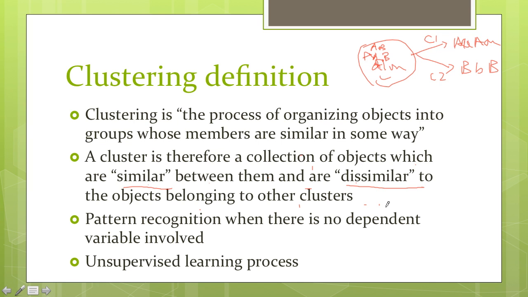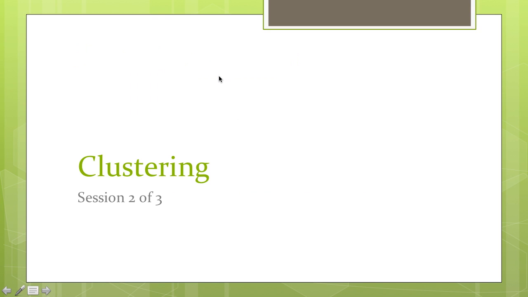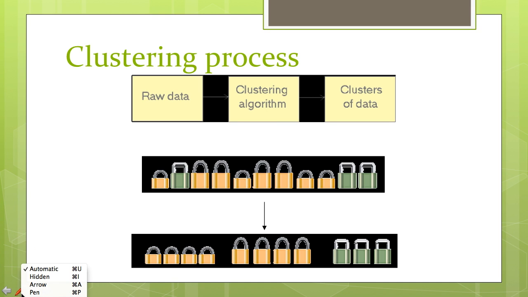Let's look at an example on the next slide, then we'll come back to this slide again. Here is an example of the clustering process. We start with the raw data, like in my previous example, with text of A's and B's. We run a clustering algorithm, which we will learn in upcoming sessions, and then we come out with an output of clusters of data.